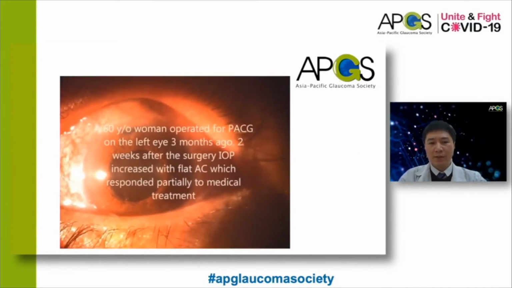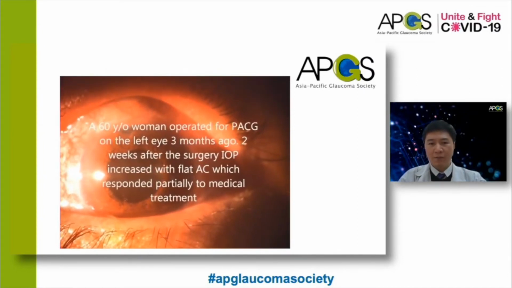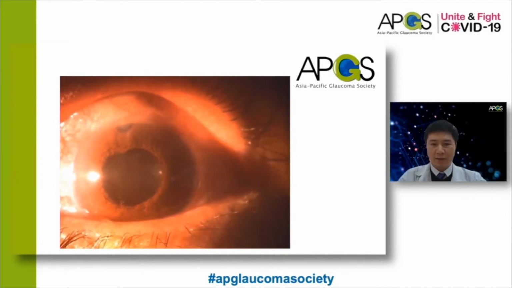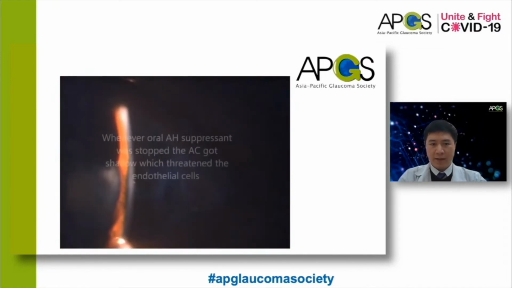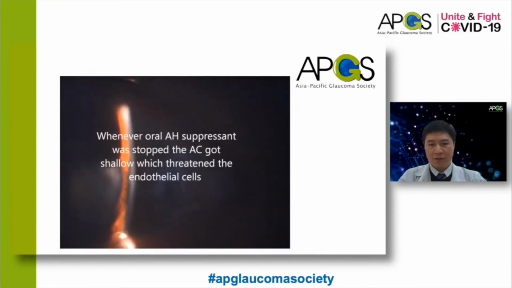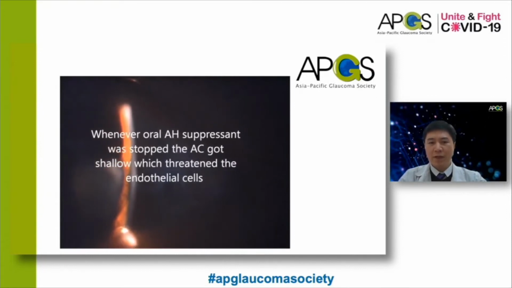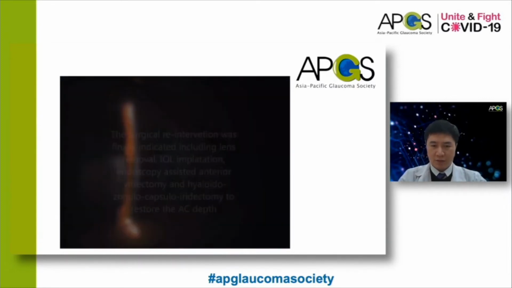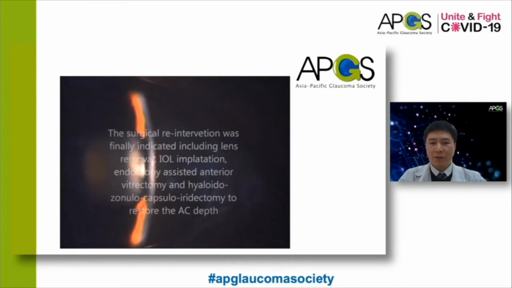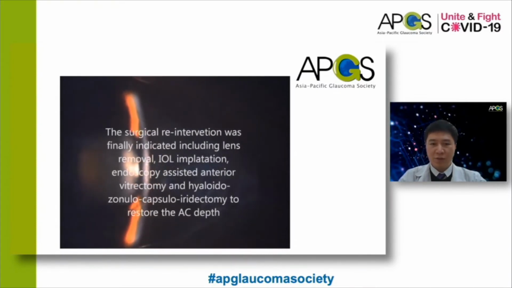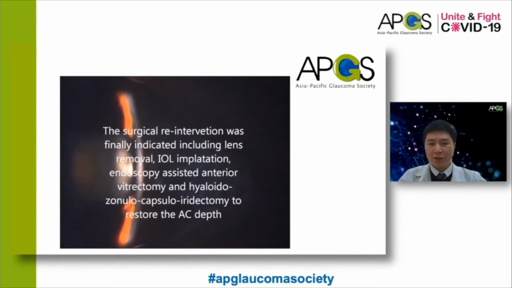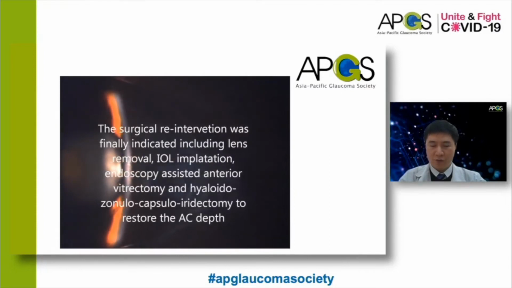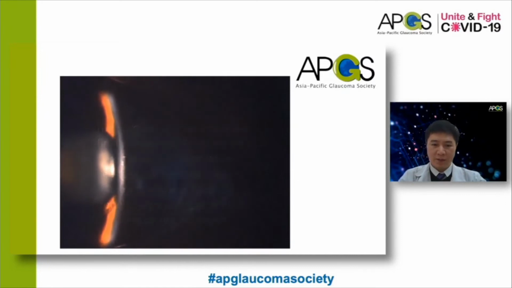So now I'd like to share with you my endoscopy-assisted technique for malignant glaucoma. This is the case of a 60-year-old woman who had a trabeculectomy 3 months ago. Two weeks after that she developed malignant glaucoma, which responded partially to oral aqueous suppression. Whenever we stopped the oral treatment, the anterior chamber got shallow again. So finally, surgical intervention was indicated, including lens removal, IOL implantation, endoscopy-assisted anterior vitrectomy, and hyaloidozonulectomy to restore the AC depth.